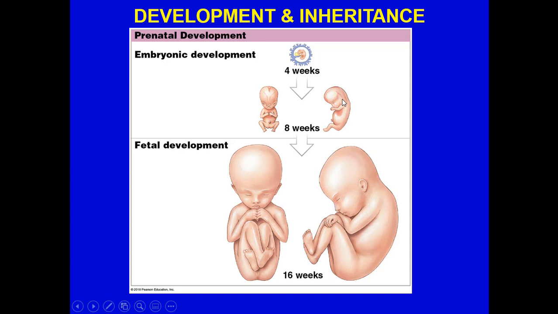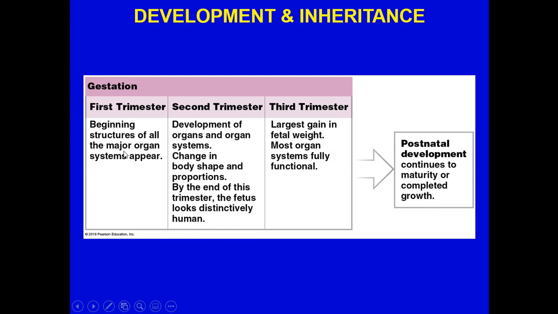Now, when we go through fetal development, as you can see here, this is 16 weeks. In a matter of going from 8 weeks to 16 weeks, you're now going to 4 months. You can see the amount of growth that is occurring. Now, I've mentioned this, first trimester, second trimester. Second trimester is interesting also because there's a change in body shape and proportions. And by the end of this trimester, the fetus looks distinctly human. Third trimester, this is the largest gain in fetal weight. Most organ systems are fully functional. And then we have, of course, the postnatal development period.